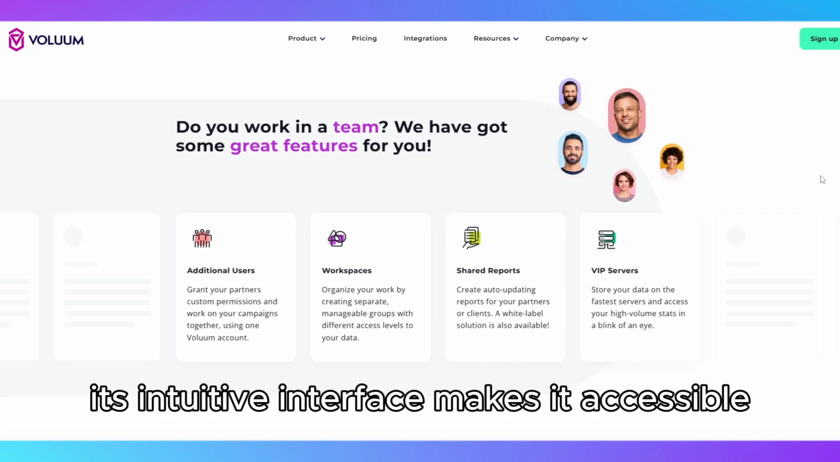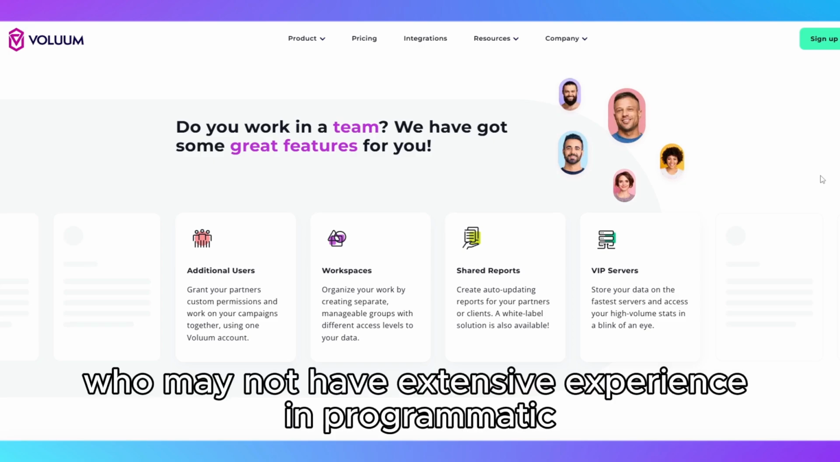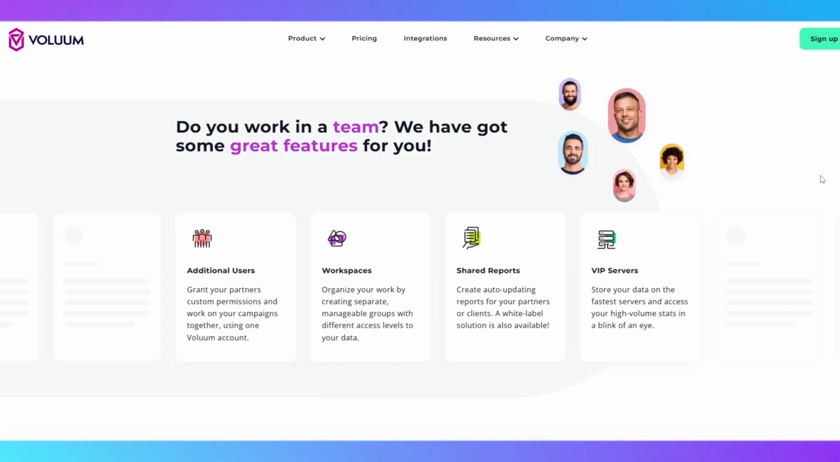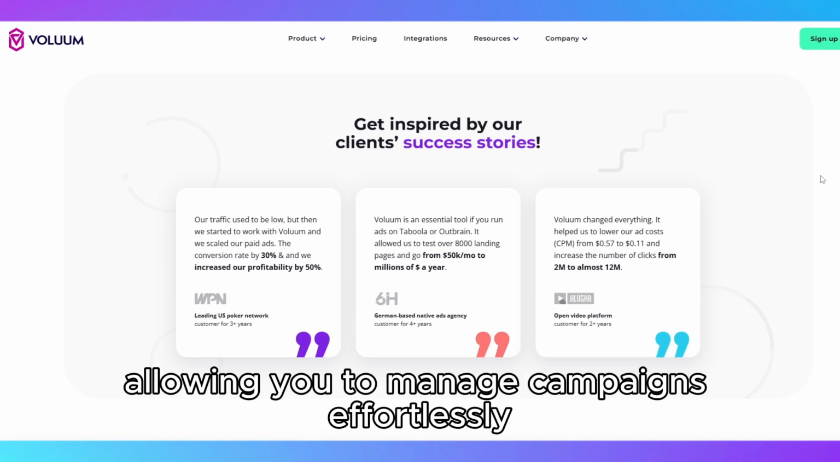Additionally, its intuitive interface makes it accessible even for those who may not have extensive experience in programmatic advertising. The dashboard is clean and user-friendly, allowing you to manage campaigns effortlessly.